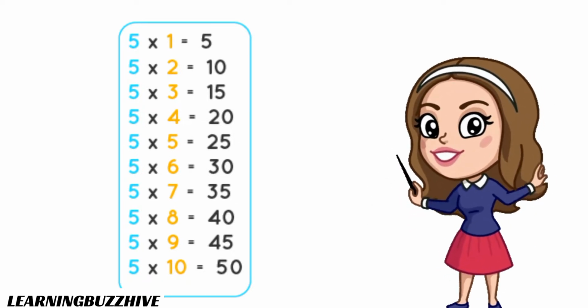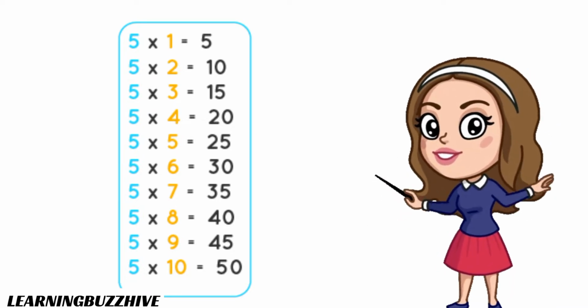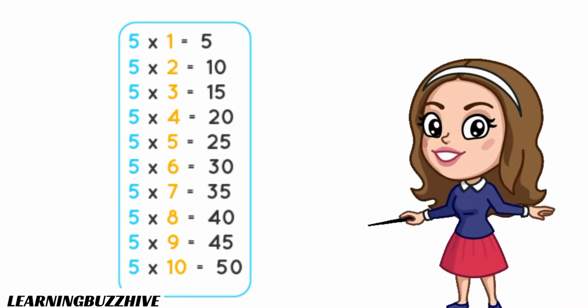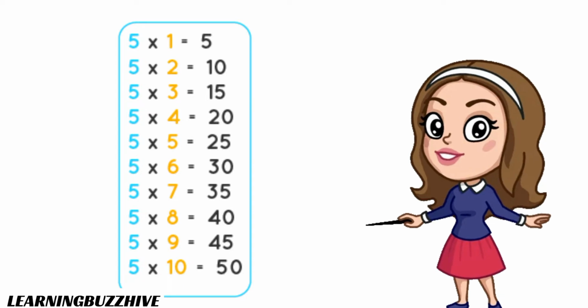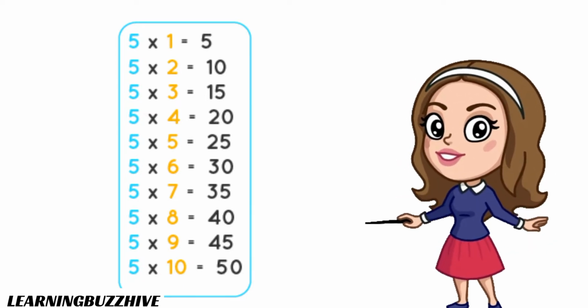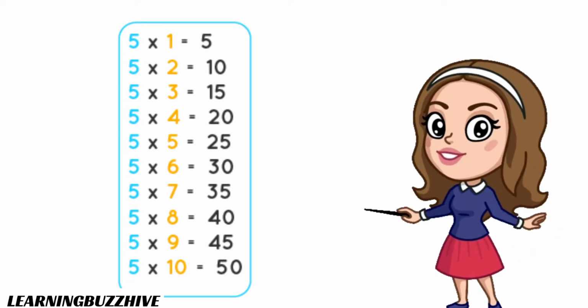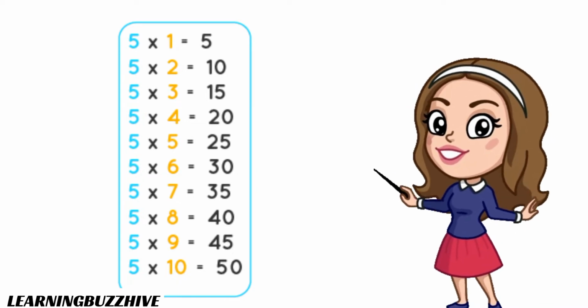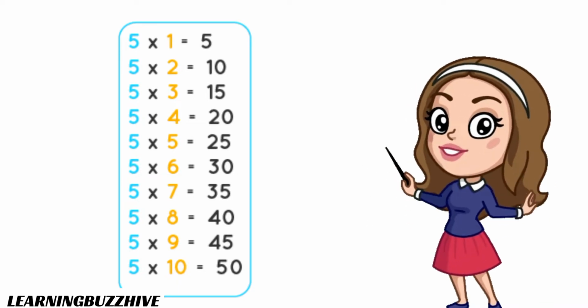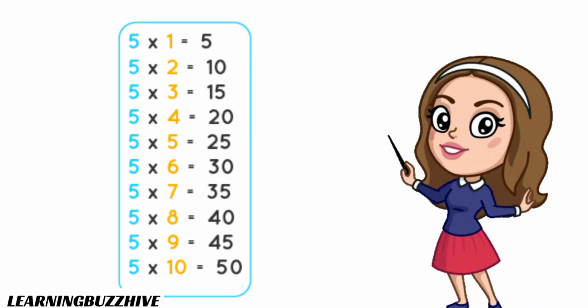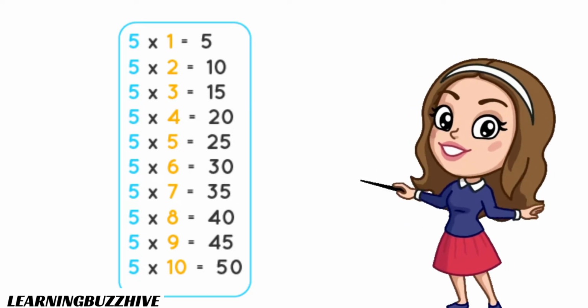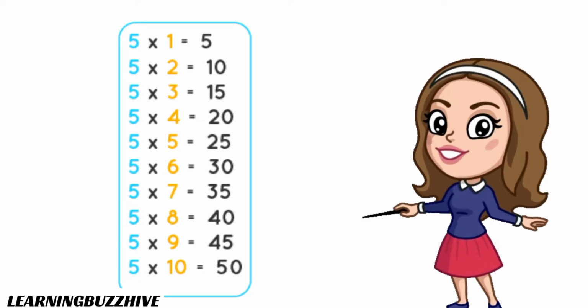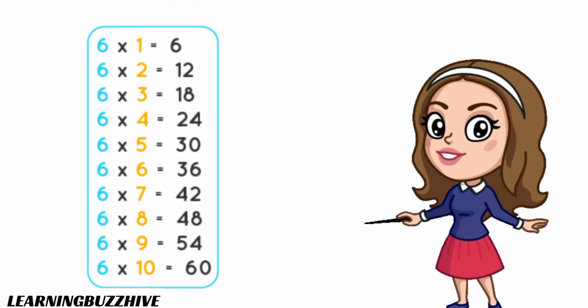5 5s are 25. 5 6s are 30. 5 7s are 35. 5 8s are 40. 5 9s are 45. 5 10s are 50. Next, 6th table.